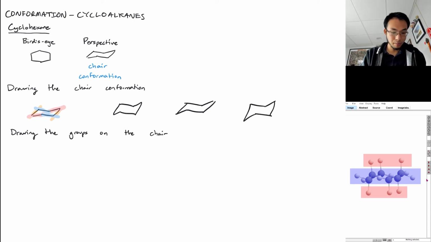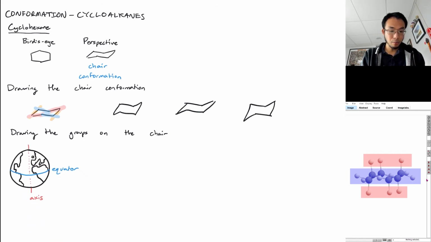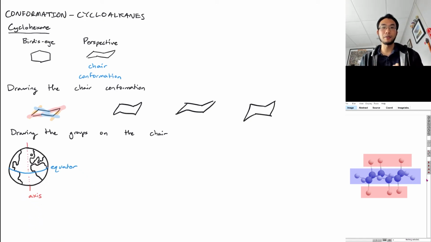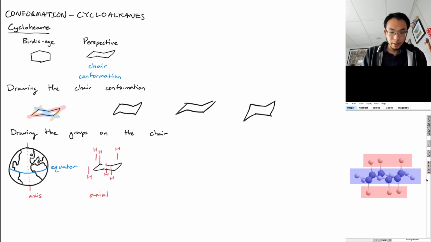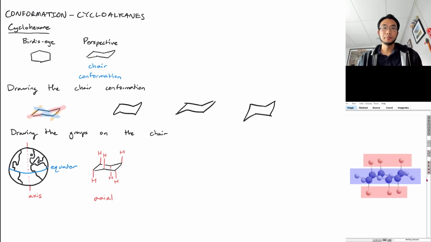We call those being either equatorial or axial. So you can think of a globe, right? Think of the globe having a vertical axis, that's an axial group, and then it has an equator along the middle called an equatorial group in the cyclohexane. So back to the chair form. So those axial groups will look like this. So in red there. So these are trying to show the vertical groups in the cyclohexane.